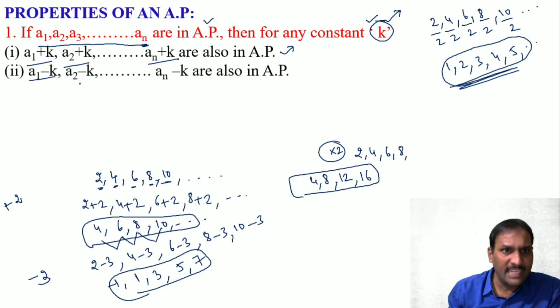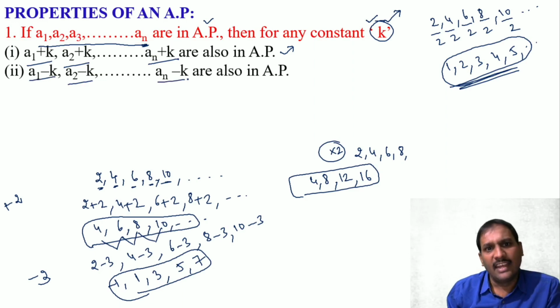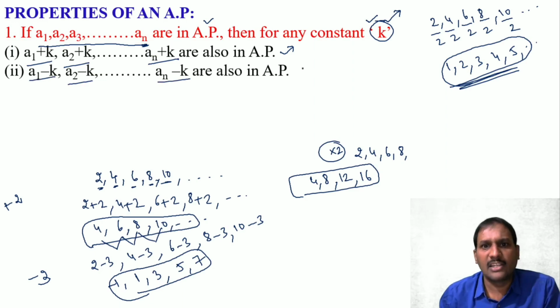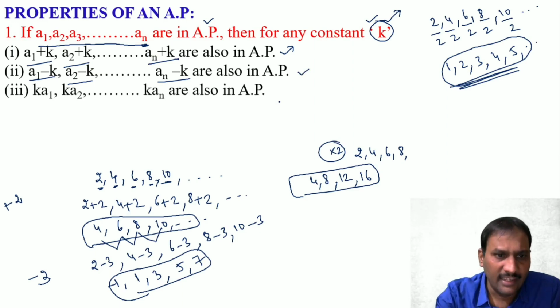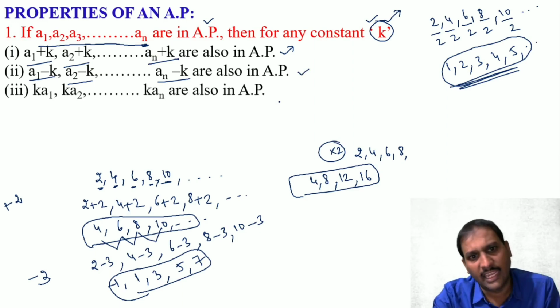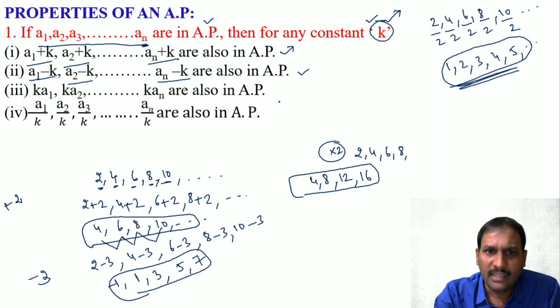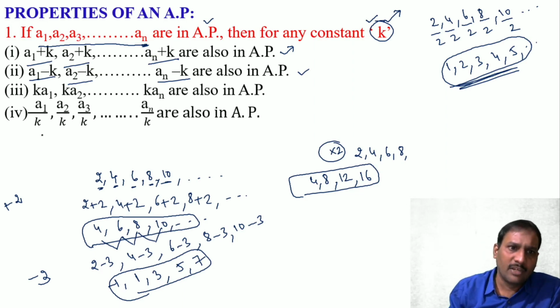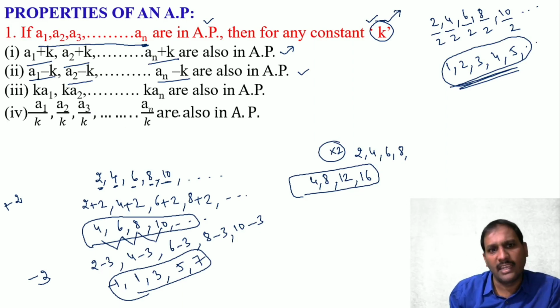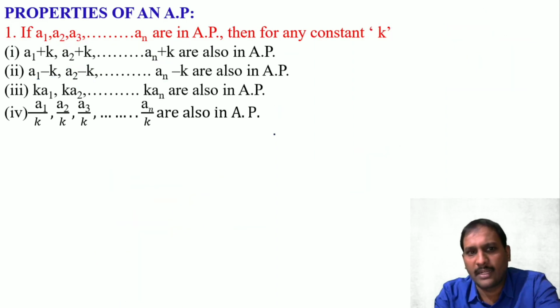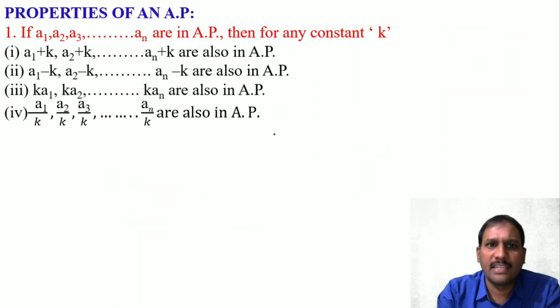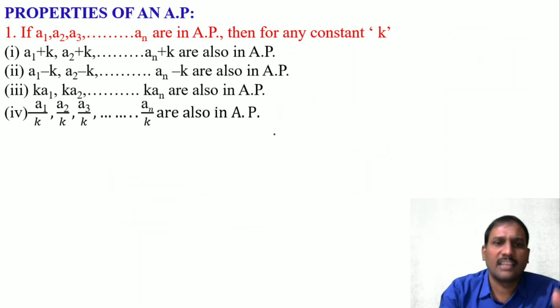And A1 minus k, A2 minus k, and An minus k are also in AP. Then when you multiply it with k, Ka1, Ka2, Kan are also in AP. And when you divide it, A1 by k, A2 by k, A3 by k, and so on, An by k are also in AP. So this is the first property. So these are the properties, first property of an arithmetic progression.